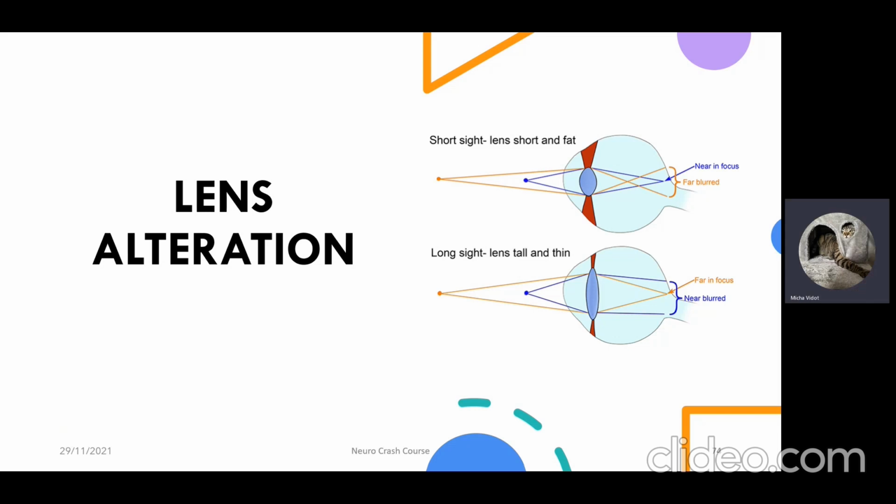By contracting the ciliary muscle, you reduce tension in the suspensory ligaments, and this allows your lens to become fatter. And by relaxing the ciliary muscle, the suspensory ligaments become tighter, causing the lens to become thinner. And this is because of that parasympathetic control via those short ciliary nerves that we mentioned just a second ago.